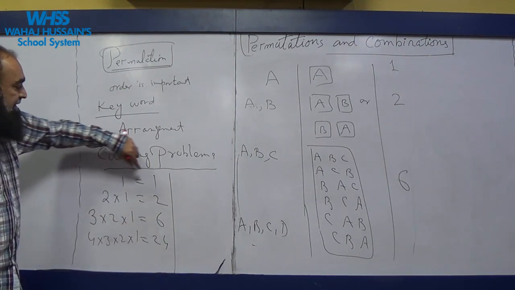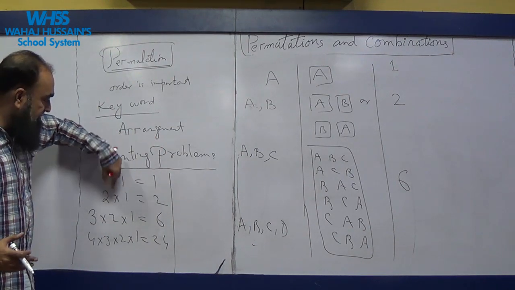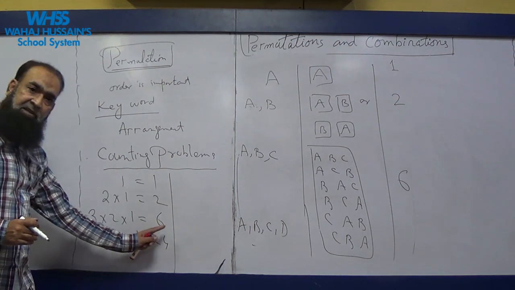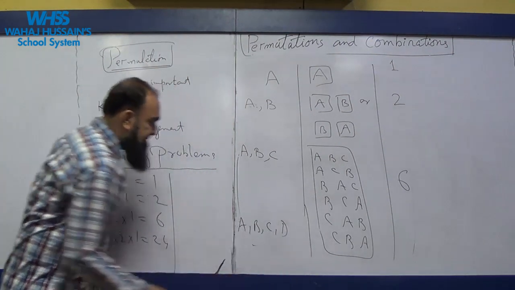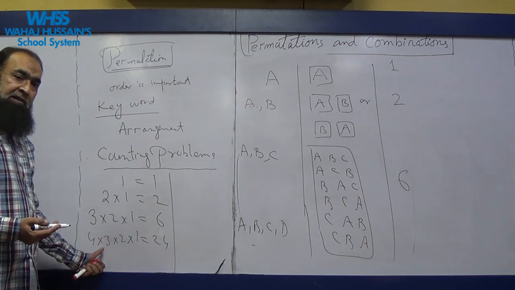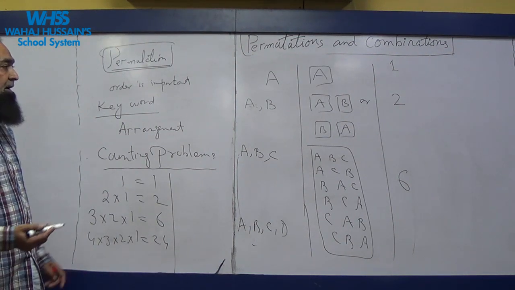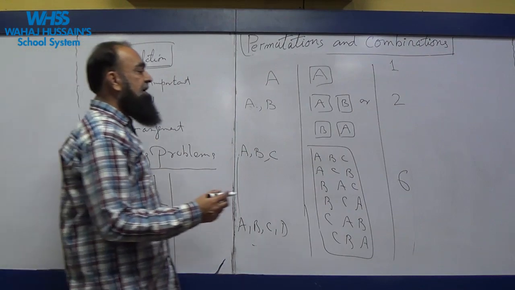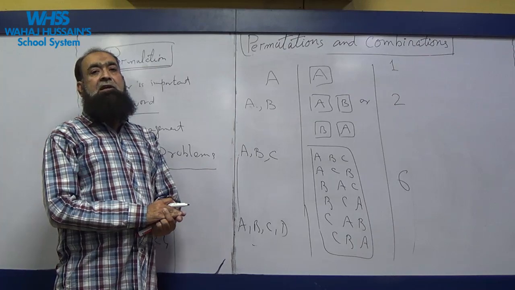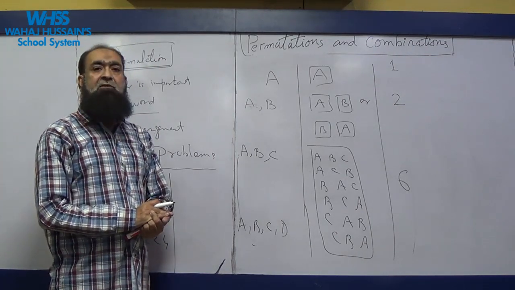So if we have one object, we can arrange in one way. If we have two objects, we can arrange in two ways. If we have three objects, we can arrange 3 into 2 into 1, that is in 6 ways. You can count 1, 2, 3, 4, 5, 6. And if we have 4 objects, we can arrange in 4 into 3 into 2 into 1, that equals 24. If we have 5 objects, we can arrange in 5 into 4 into 3 into 2 into 1. And that is counting in reverse order and multiplying, which is called factorial.